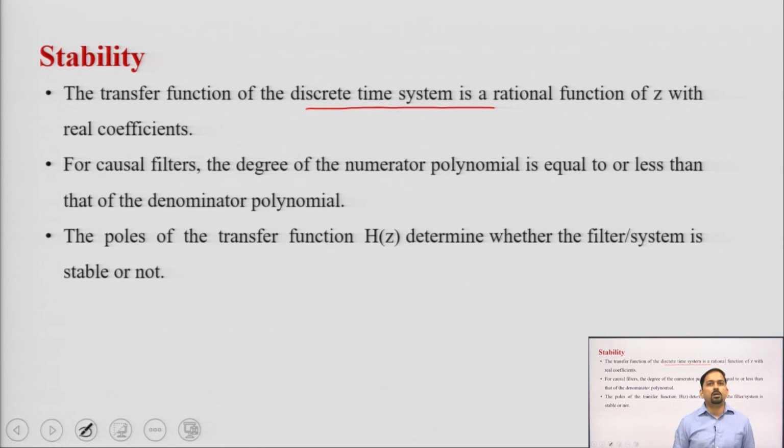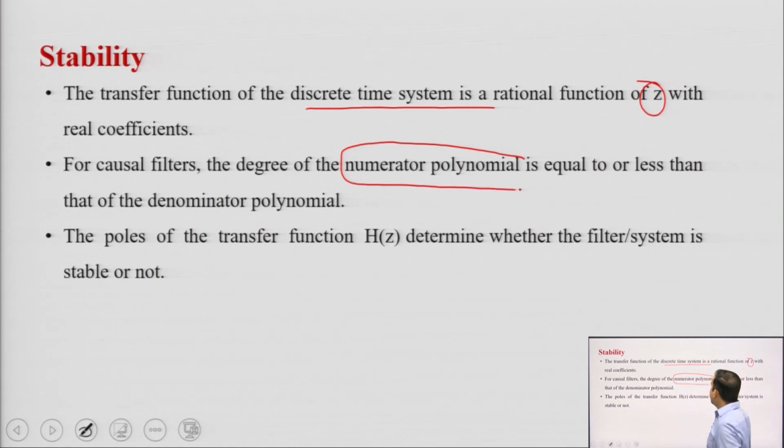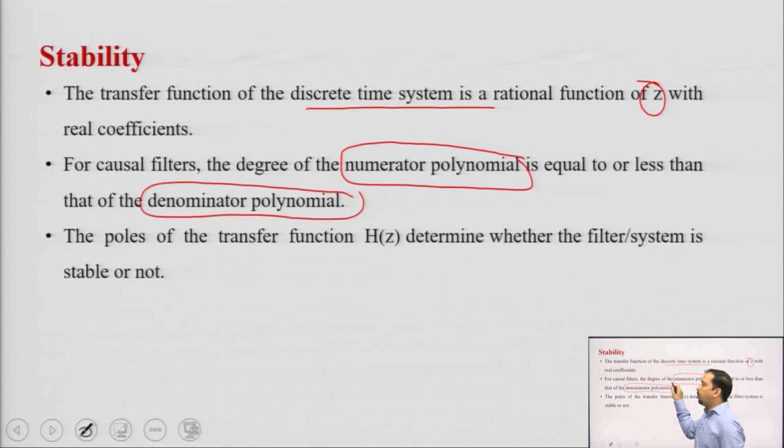Definitely we are into the discrete domain. So, we do not have S, we have a Z transform with real coefficients. For a causal filter, a very important point: the degree of the numerator polynomial is equal to or less than that of the denominator polynomial. This is again an important point.